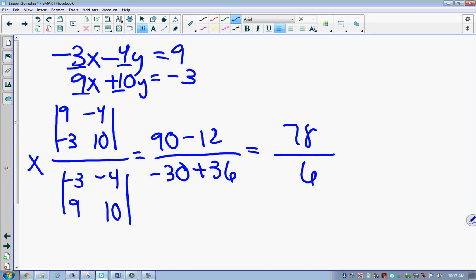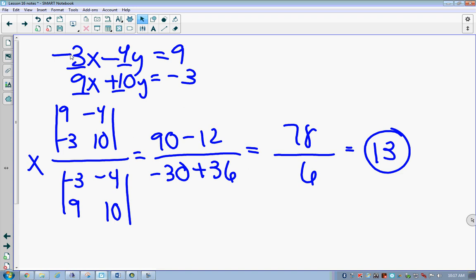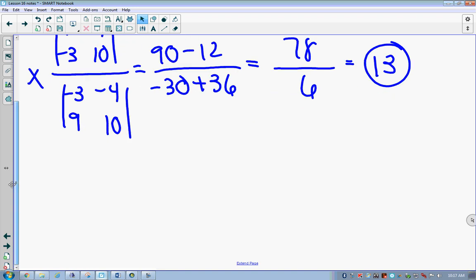All right. Will that simplify? Should at least simplify down to 13. Okay, 13. So x equals 13. Okay? What we're getting here is an x and a y value telling me where these two lines cross at. Right? The next thing I want to do is solve for y. Okay? In solving for y.